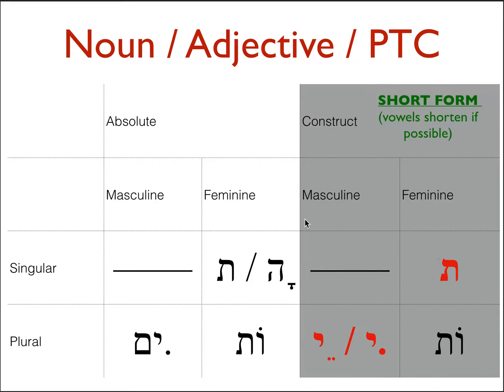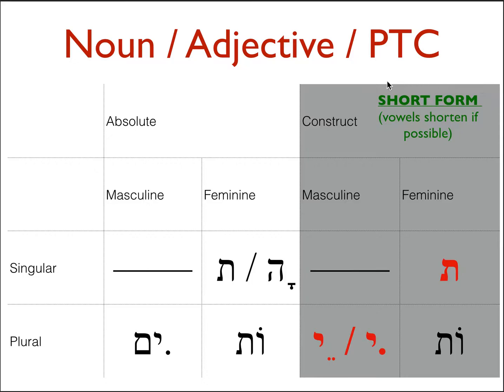So if you look at this chart, the construct, it is not that difficult because you already know two of these. You already know masculine singular, you already know feminine plural, and masculine construct plural, the mem drops, and feminine singular is almost identical to absolute, except if it was originally a, it'll change to t.